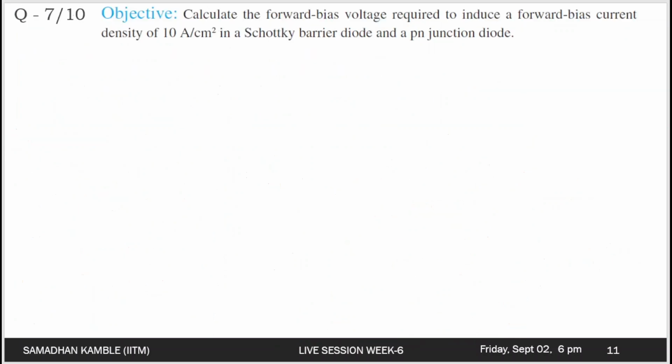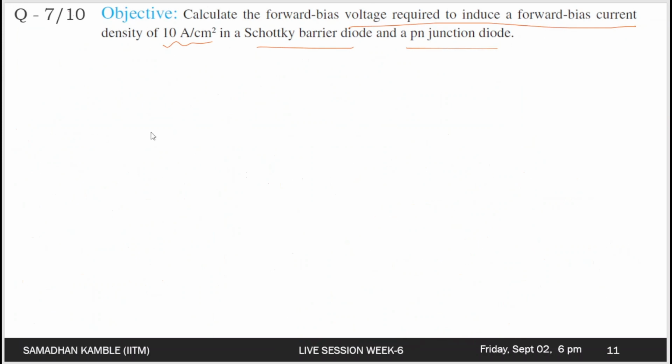Let us go to question number 7, which is again based on the data given on the previous slide. The question is as follows: calculate the forward bias voltage required to induce a forward bias current density of 10 ampere per centimeter square in a Schottky barrier diode and a PN junction diode. So we need to find out the voltage required for this in the Schottky barrier diode case and also for the PN junction diode case.